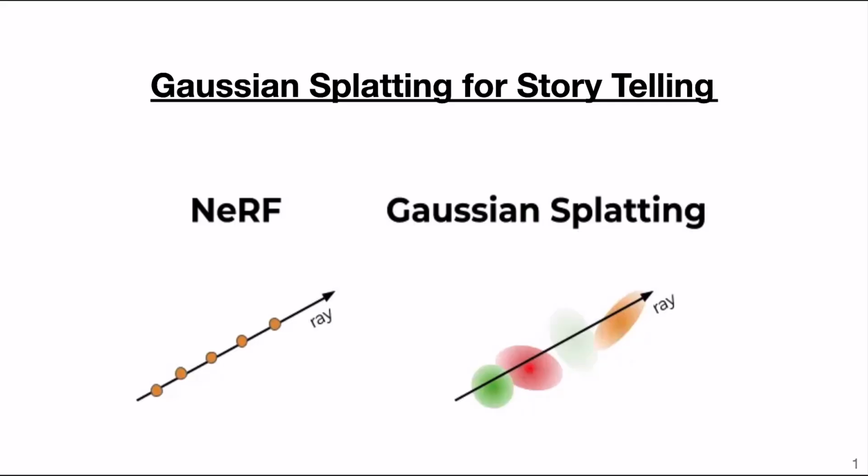My name is Azhar Kimanje, and I'm here to talk to you guys about one of my favorite things, Gaussian splatting. And in this case, we're going to be using it for storytelling.